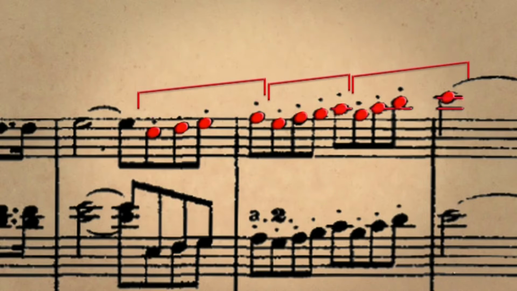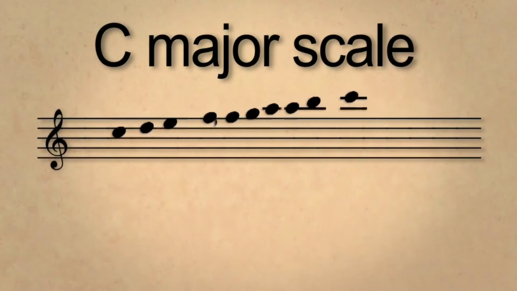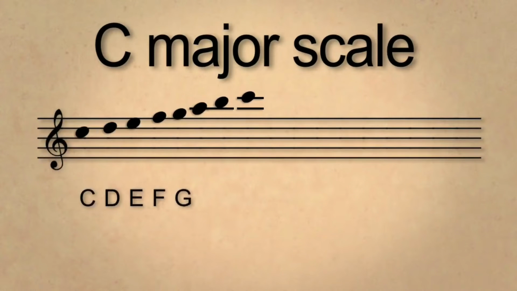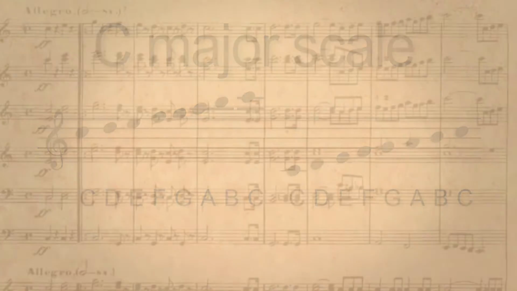If we look at the bracketed notes, we create a C major scale. C, D, E, F, G, A, B, C. We can also do this scale on the treble clef an octave lower, starting with the ledger line below the staff. Again, C, D, E, F, G, A, B, C. More about scales and steps later.